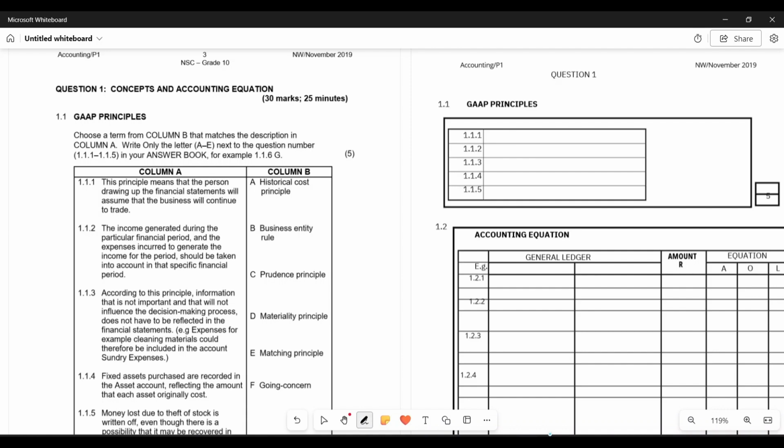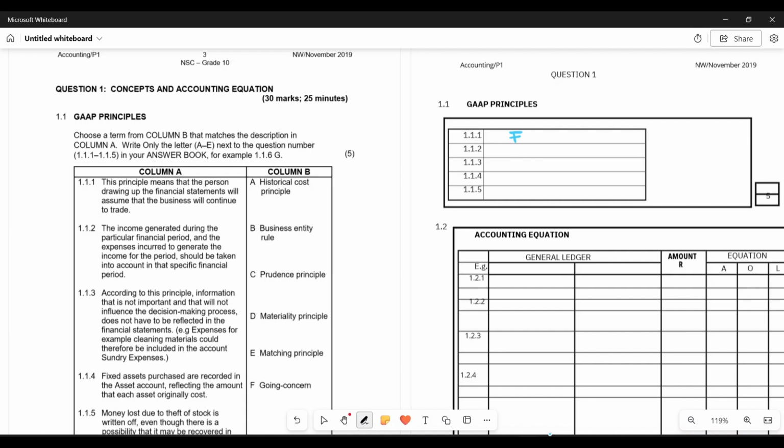Now, 1.1.1, it says, this principle means that the person drawing up the financial statements will assume that the business would continue to trade. Now, this is what we call going concern. So when you are an accountant preparing financial statements for the business, you need to prepare them assuming that the business would continue to operate in the foreseeable future. Now, for the first question, 1.1.1, this would be F.